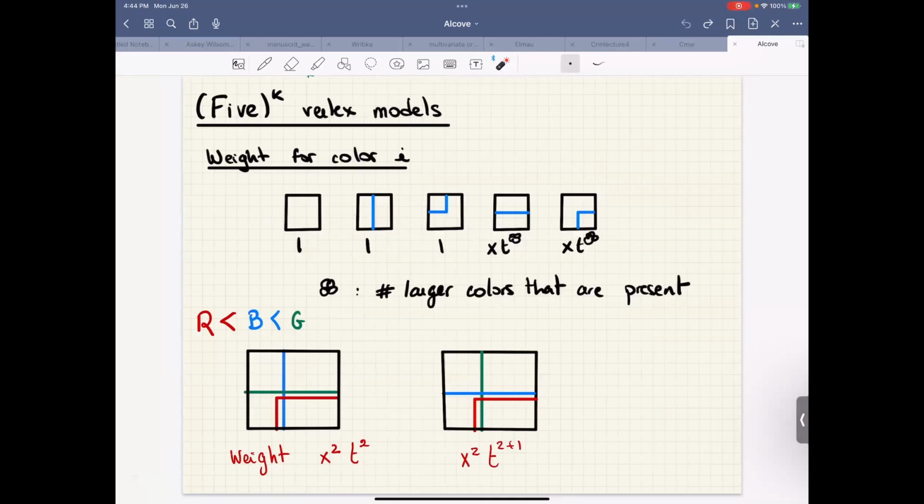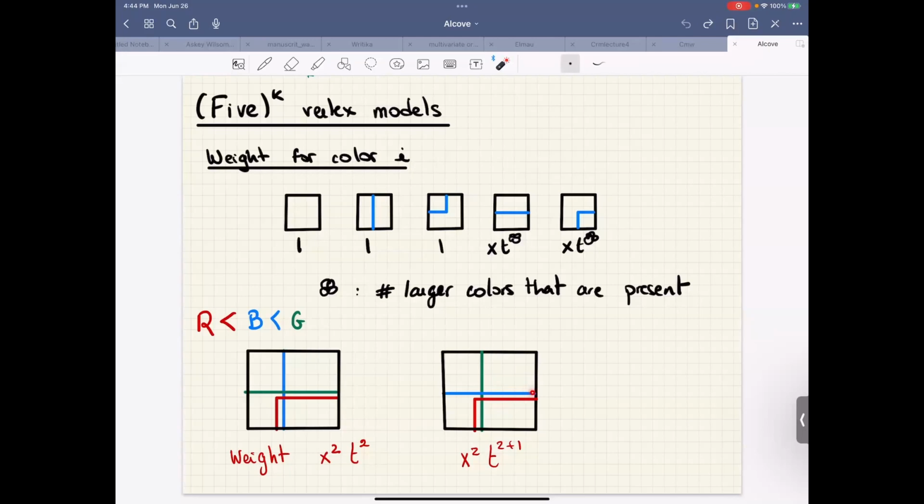So let's do a couple of examples. Here I have 3 colors, where red is my smallest color, blue is my second color, and green my largest color. The weight of each vertex here is x squared, because I have 2 colors exiting to the right, and then t squared, because when red leaves, it has 2 colors that are larger than it, but when green leaves, it's the largest color, and so there's no color that is larger than it. So the red gets an x t squared, and the green gets an x t to the 0.